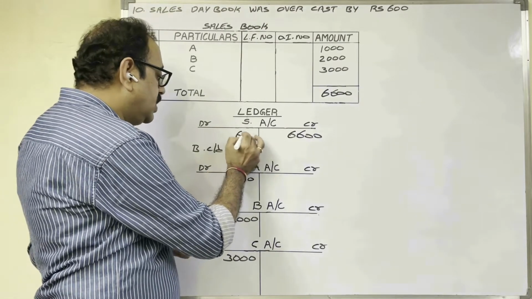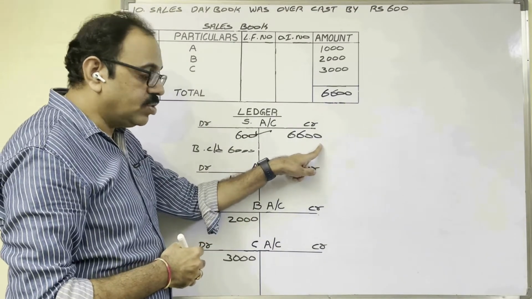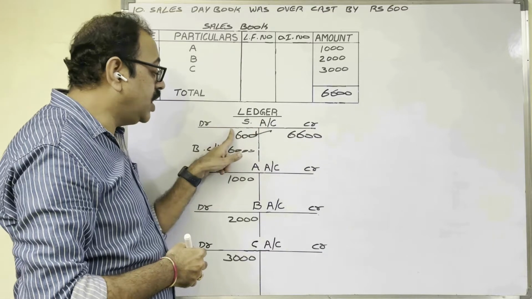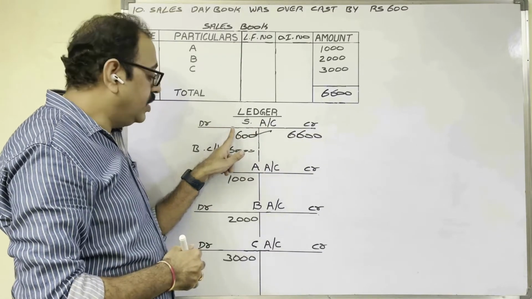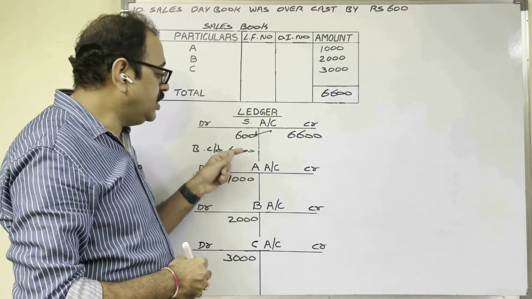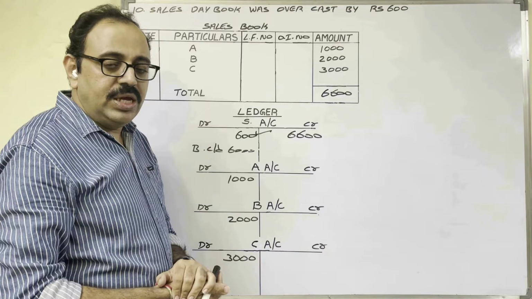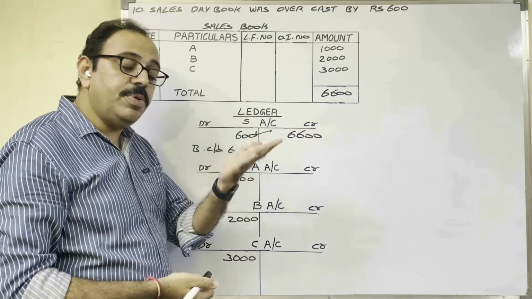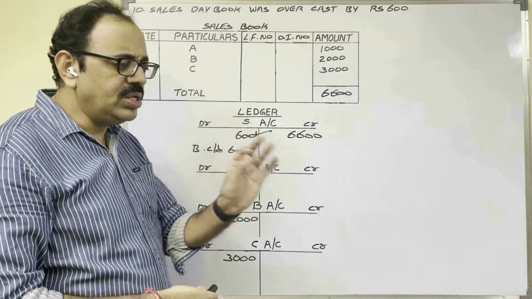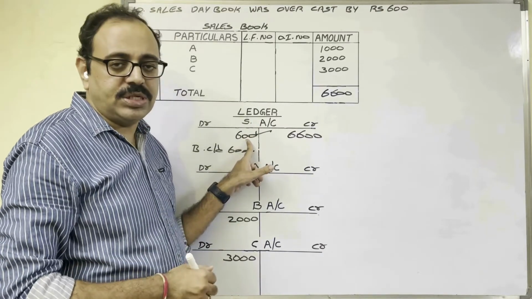If you debit 600, then credit total 6,600 minus debit total 600, then balance becomes 6,000 rupees. Our answer is sales account should be debited with 600 rupees. If this error is rectified before preparing trial balance, write down the same sentence: sales account should be debited with 600 rupees.